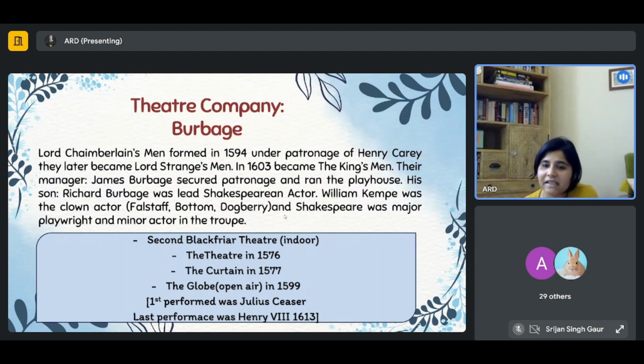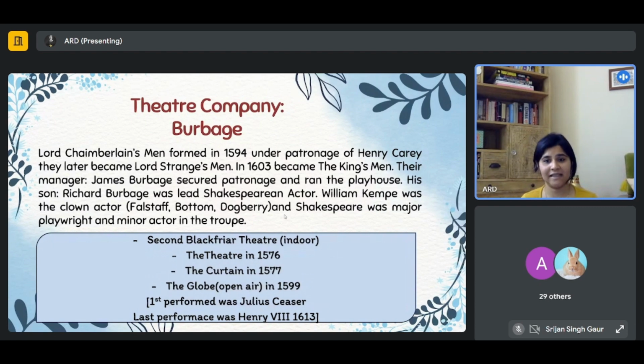Okay, then there was the Curtain in 1577, and then there was some land dispute, because of which James Burbage had to let go of this theatre. It was built on that land, the Theatre. So what he did was he dismantled it and used that material to make the Globe. The Globe was like a Colosseum, Rome's Colosseum, which is a World Heritage Site and everyone goes there as a tourist. So it was modeled on that.